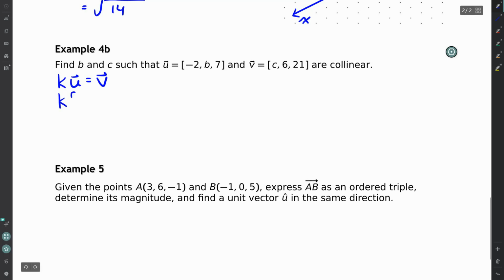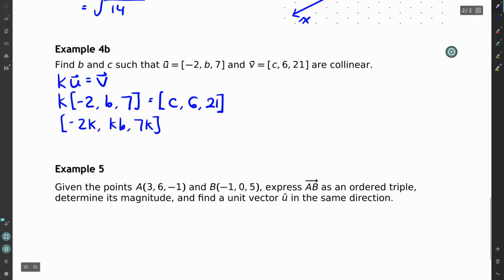k times (negative 2, b, 7) is equal to (c, 6, 21). And I'm going to bring that scalar inside the vector, rewrite that a little bit. So we're going to have (negative 2k, kb, 7k) is equal to (c, 6, 21). Now you can do this using just mental math. It's pretty obvious that k has to equal 3.